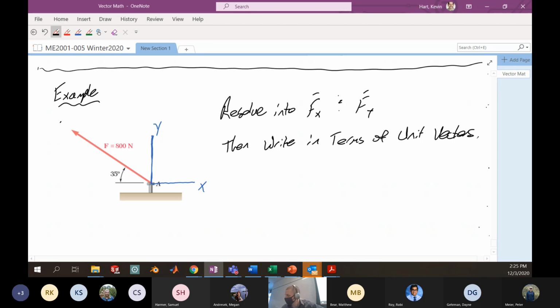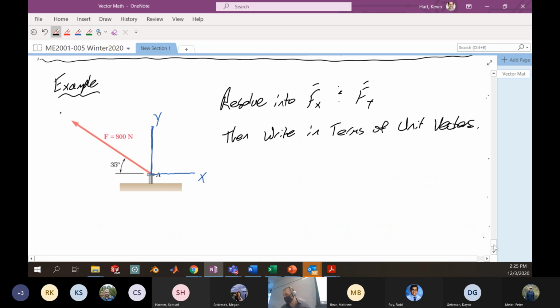Okay. All right. So we're going to resolve this into fx and fy. Fortunately, we've already got this 35-degree angle given to us. So naturally, the triangle that you would immediately pursue in this problem looks something like this, where you've got these two components that make up this particular force. Here would be your fx, and here would be your fy. So we just want to write what is the fx and what is the fy in terms of our unit vectors.